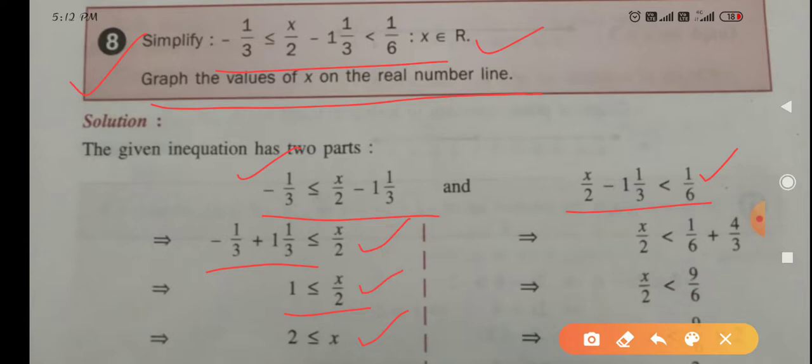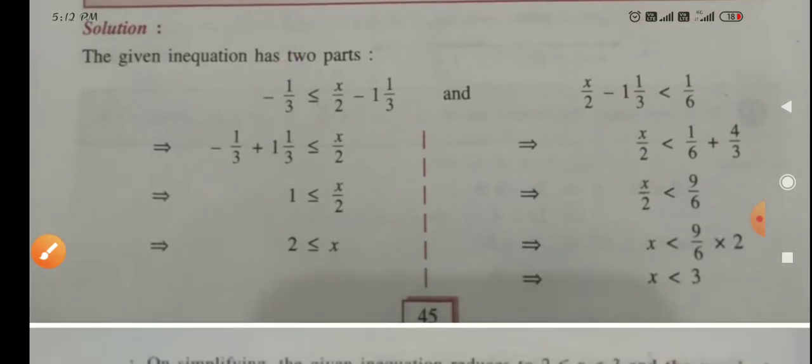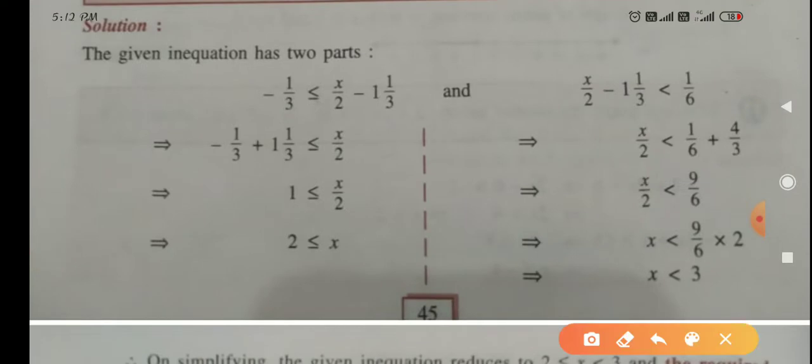Now you come to the second inequation, take constant term to one side, means in RHS you have 1/6 plus 4/3. After simplification x/2 is less than 9/6, and after simplification you can see x is less than 9/6 into 2, and finally the answer is, 2 3s are 6 and 3 3s are 9. So x is less than 3.